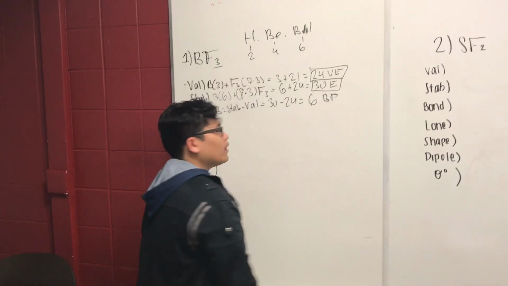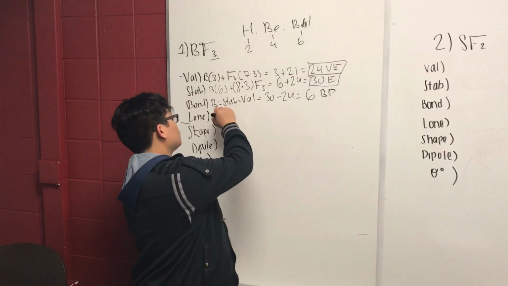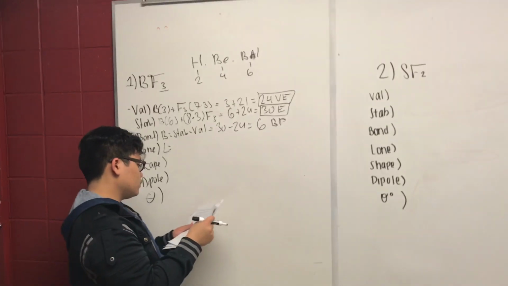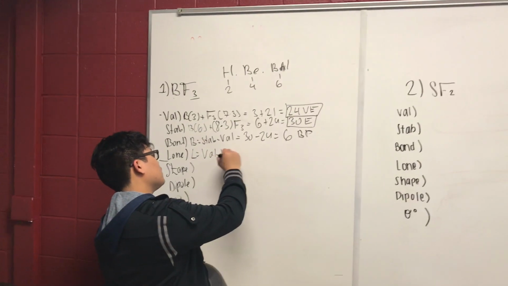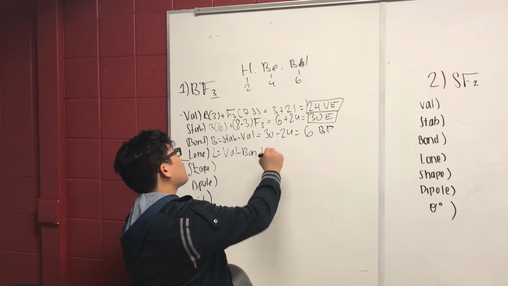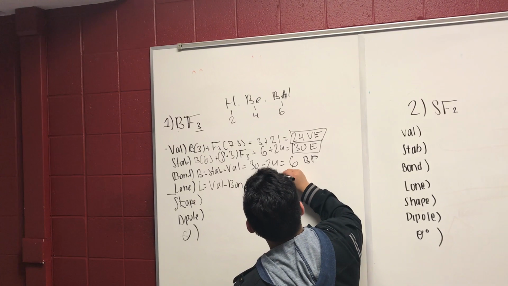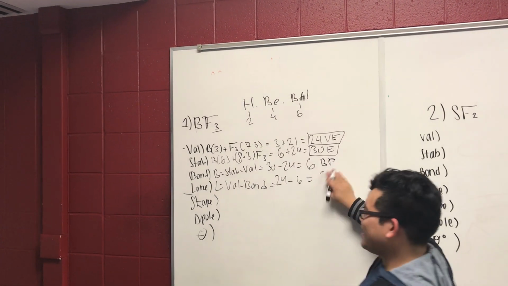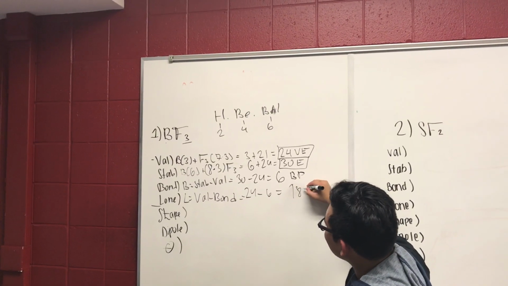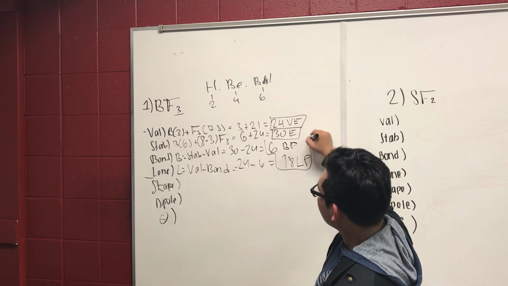And now, what's the formula for lone pair, Cassidy? Val minus bond. Yes, that's correct. Val minus bond. Like I said, cannot stress enough, memorize this. So val is going to be 24. Bond is 6. 24 minus 6 is... 18. 18 lone pairs. So now you found all of your calculation.